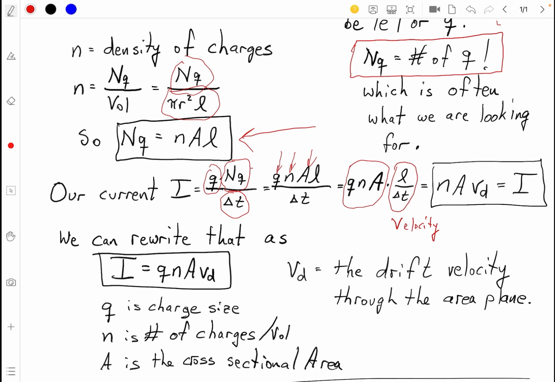So our velocity is multiplied by our density of charges. Oh, I dropped a Q here. We need a Q in there. Let's figure out how to get a Q in there. Our Q times N times, oh, I don't want that. I want an area.